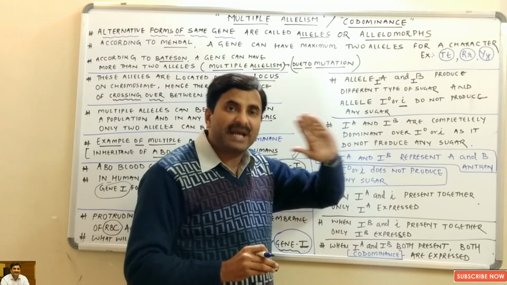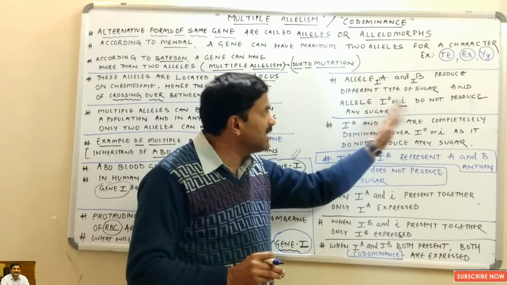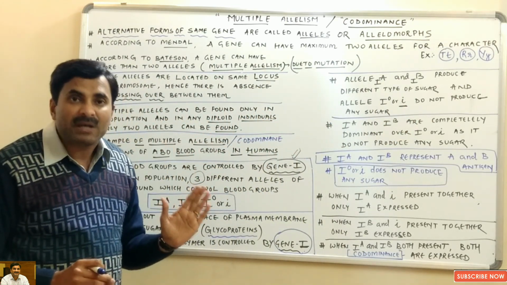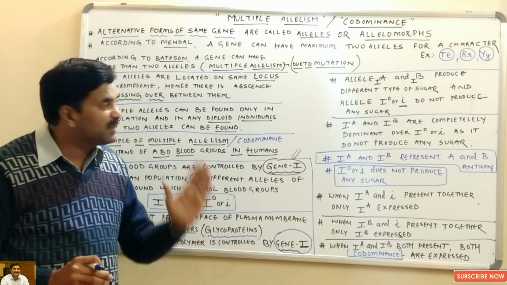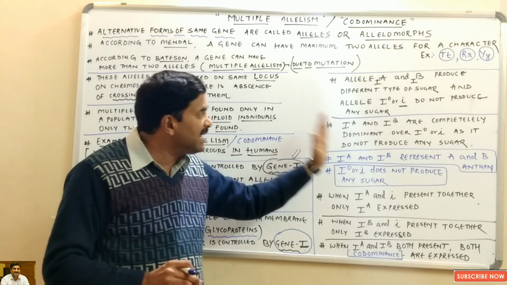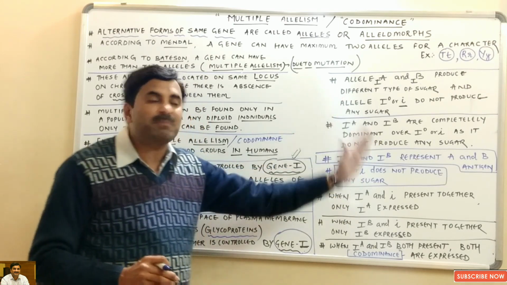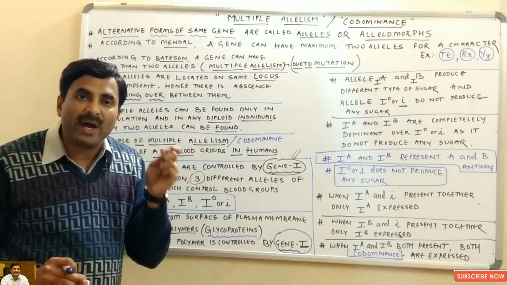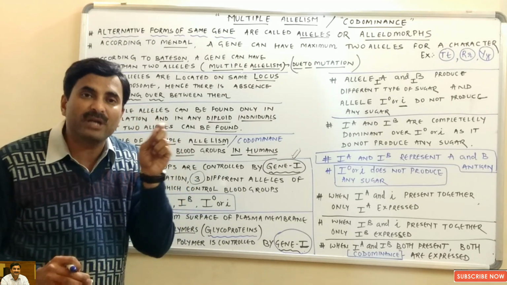Means they produce antigens, while small i does not produce any antigen, does not produce any sugar. And because of this reason, IA and IB are completely dominant over small i. So the question arises: why are IA and IB dominant over small i?